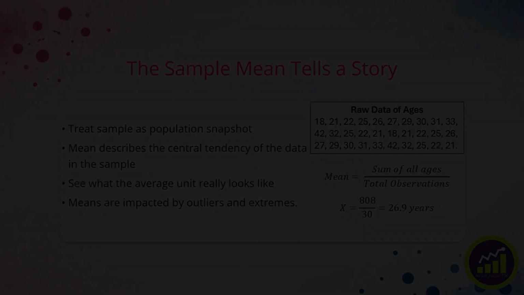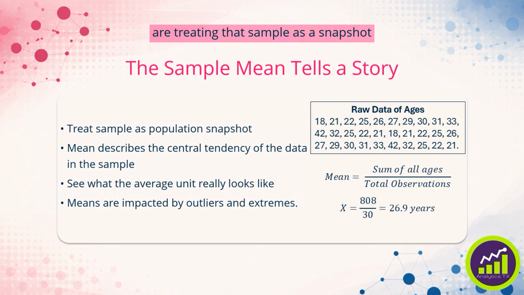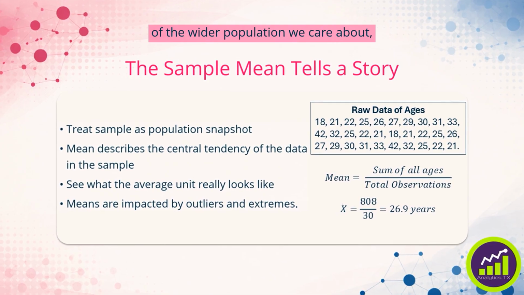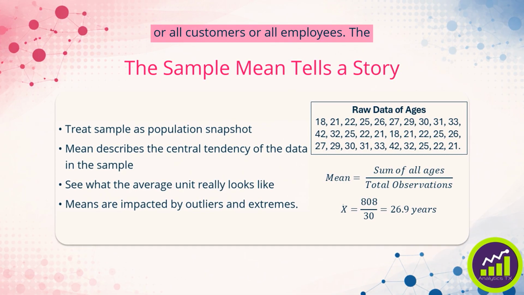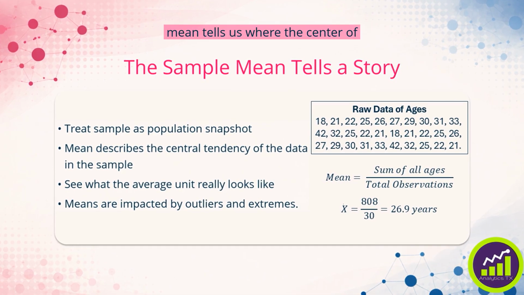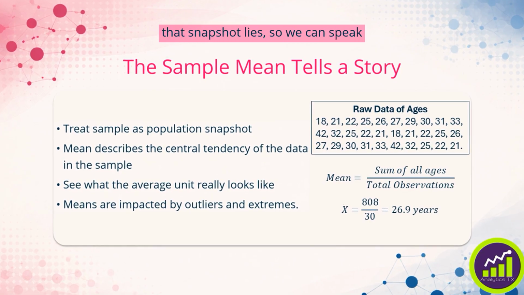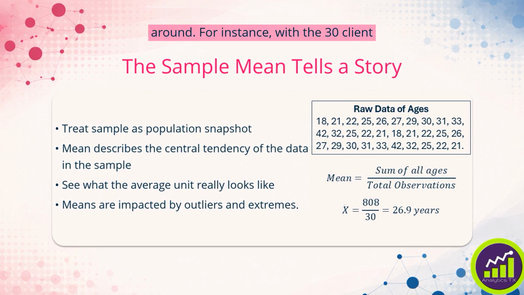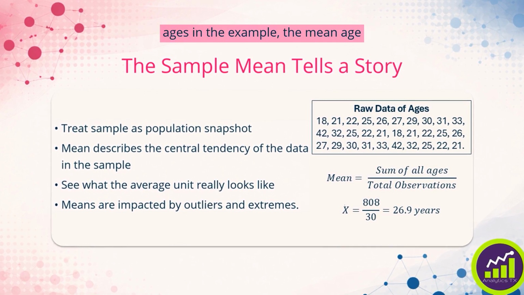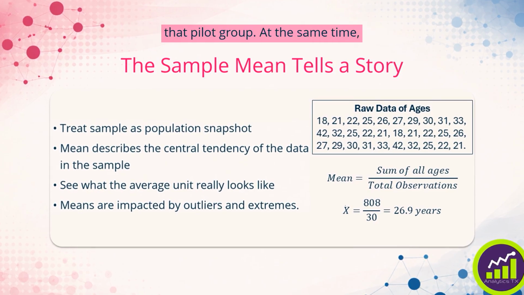metric. When we calculate a sample mean, we are treating that sample as a snapshot of the wider population we care about, such as all costs or all revenues or all customers or all employees. The mean tells us where the center of that snapshot lies, so we can speak about what the average individual value hovers around. For instance, with the 30 client ages in the example, the mean age acts as a single understandable headline about that pilot group.